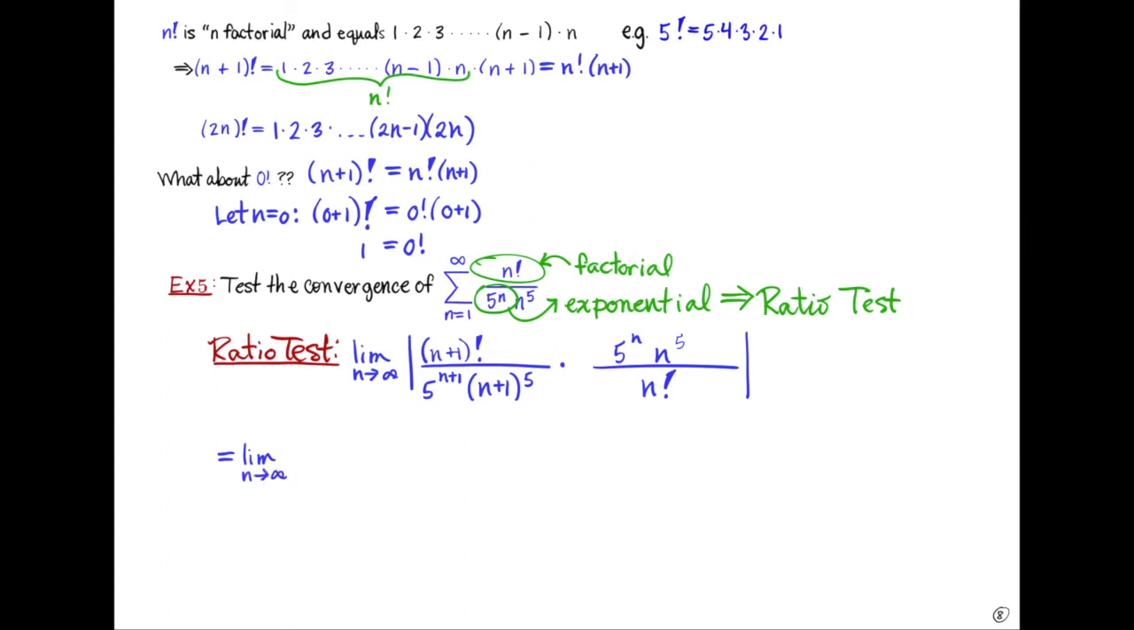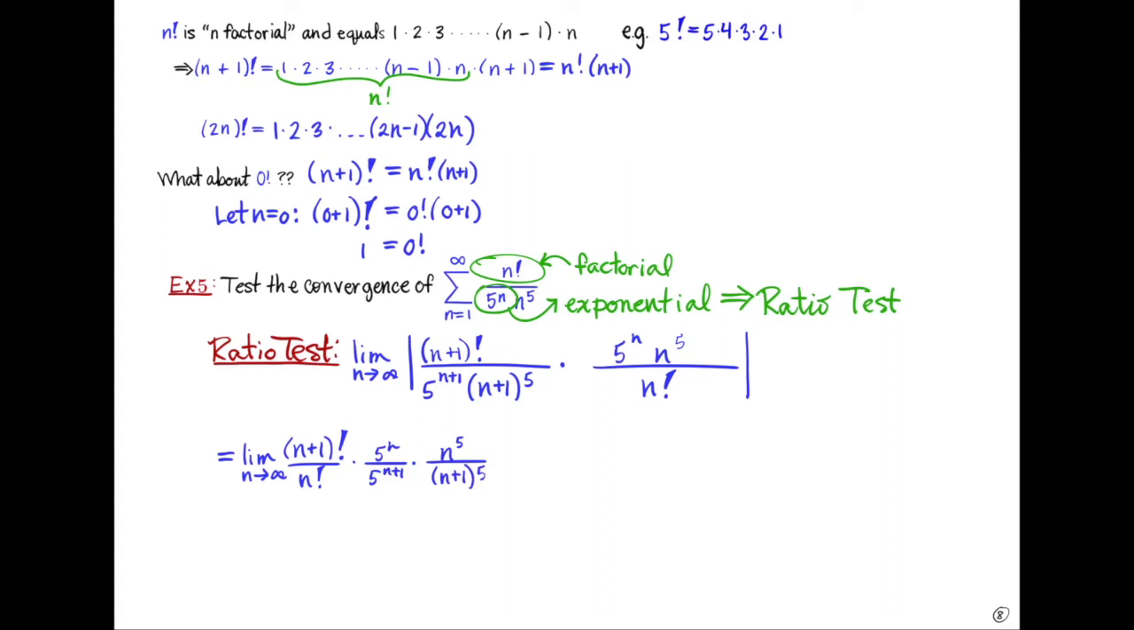And combine like terms. So we'll have (n plus 1) factorial divided by n factorial, times 5 to the n over 5 to the n plus 1, times, I like to leave the polynomial terms for last, so times n to the fifth over (n plus 1) to the fifth.